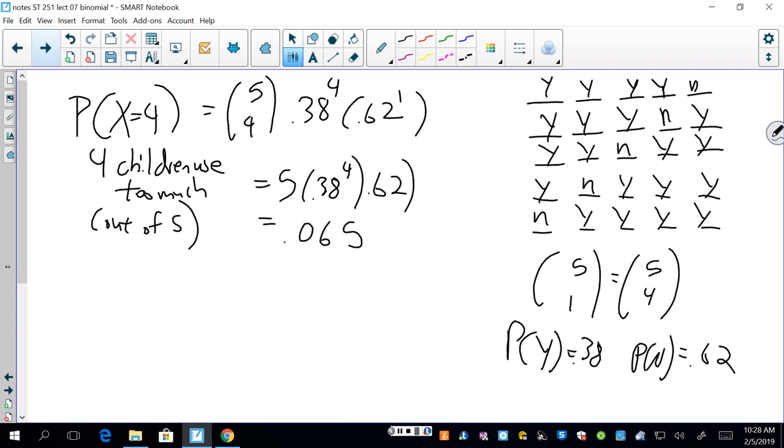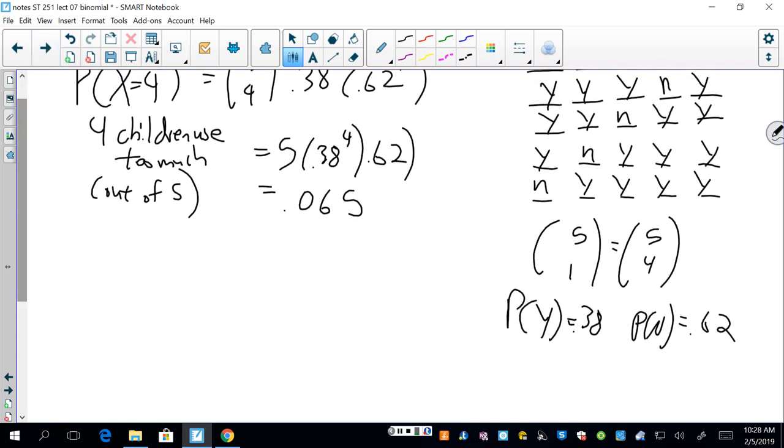But that's the probability. How about the probability that we get 3 children who use too much toothpaste?